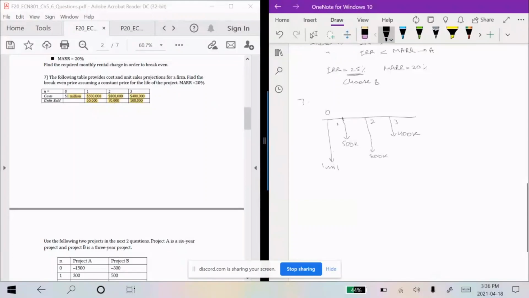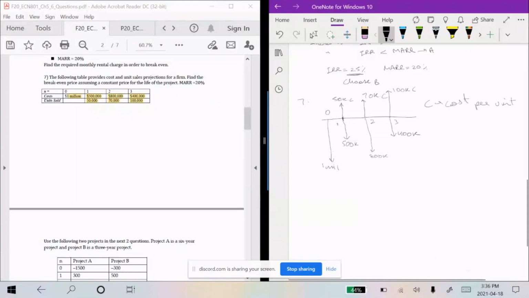Now they told us that in the first period there is a 50,000 unit sale, but we don't know the revenue in this case. So let's take C as the price per unit. The revenue in the first period would be 50K times C. Revenue in the second would be 70K products sold times C. And the revenue in the third is 100K times C. That's pretty much it.